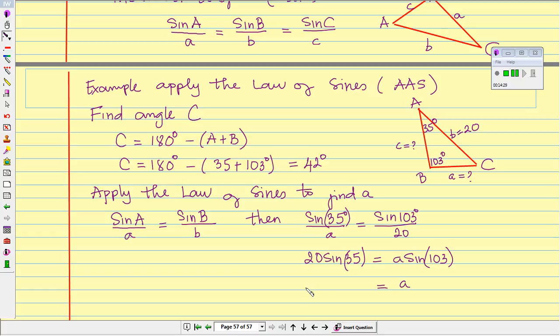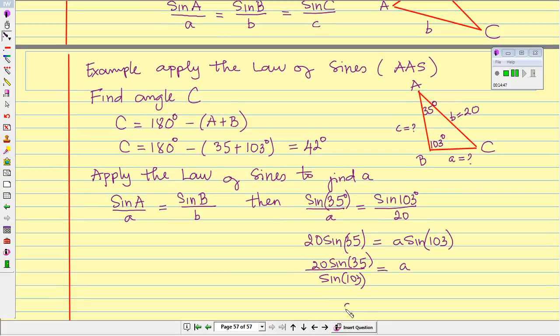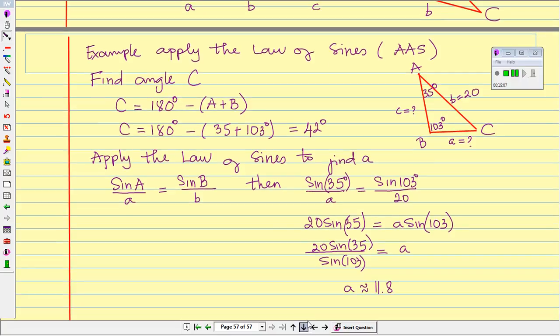So now we need to solve for a. We want to divide both sides by the number sine of 103. So 20 times sine of 35, put it in the calculator, and we end up with an estimate of about 11.8. So now we know side a, we know side b, we know angle C. Now we just need to find side c.